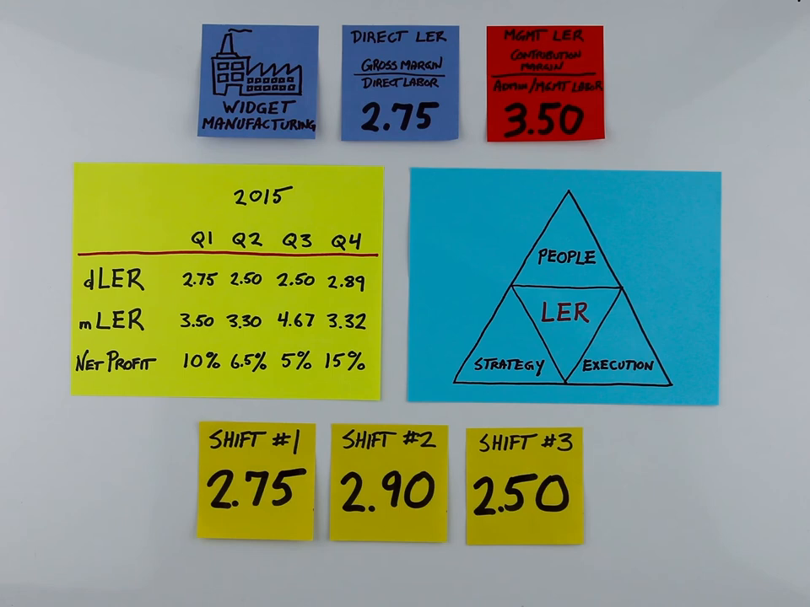Again, I'd go back to the people, execution, and strategy filters as my starting point to diagnose the problem. Is it a manager problem? Is it a team member problem? Is it an execution problem? There could be many things that are impacting it. But the LER tool gives us a way to measure and identify where there is a bottleneck or an issue.